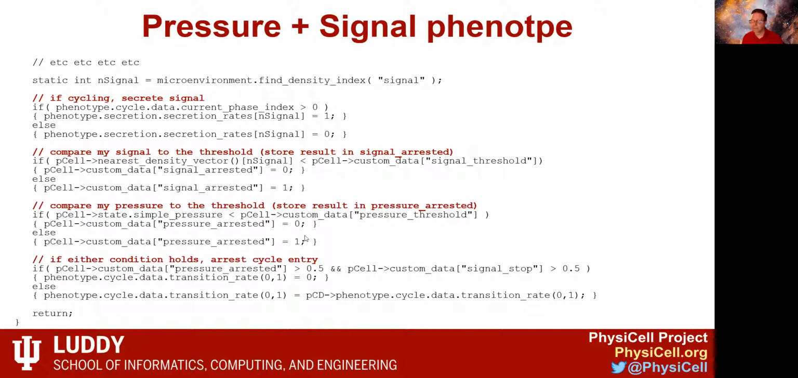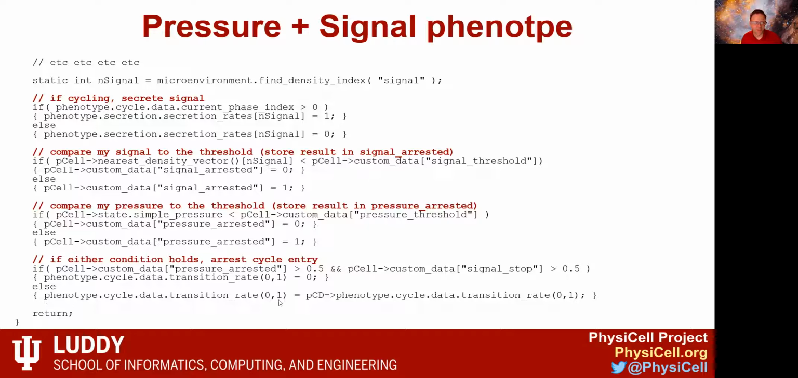And I'm going to use these two variables together to decide what to do. Now remember, custom variables in a cell are doubles, they're not integers. So you can't compare directly with the equal sign to 0 or 1. It's better to just say that if it's greater than 1/2, then it's 1. So if it's either pressure arrested or signal arrested, then I'm going to set my transition rate to 0. Otherwise, I will allow the transition to continue.